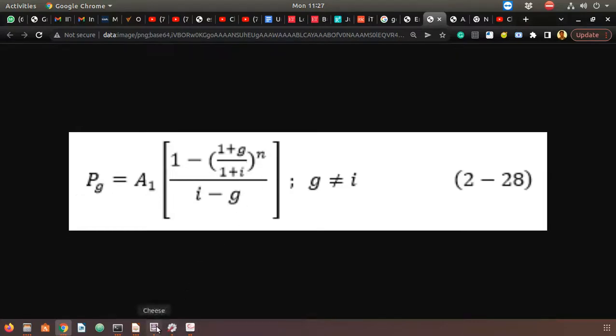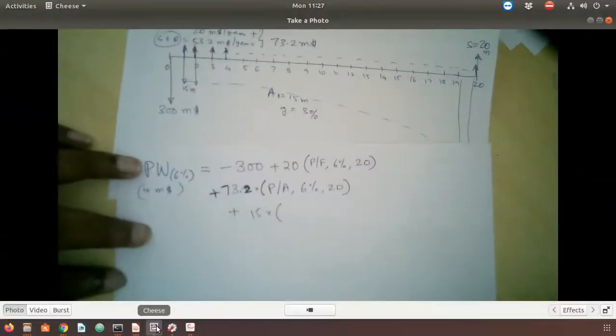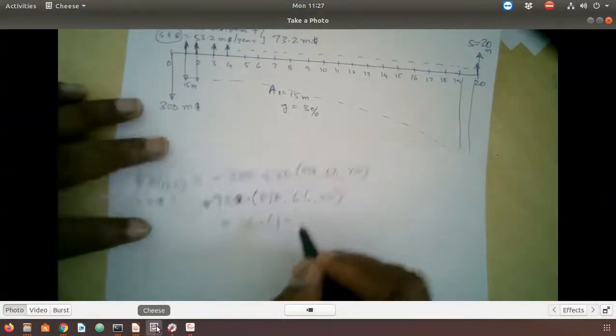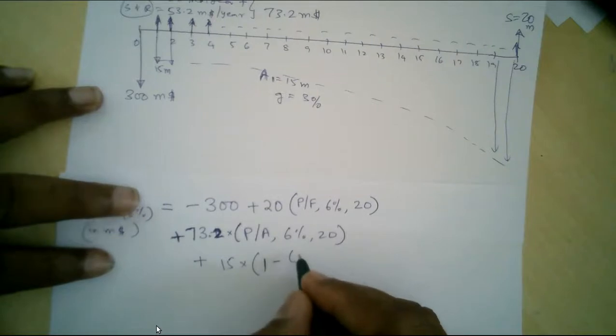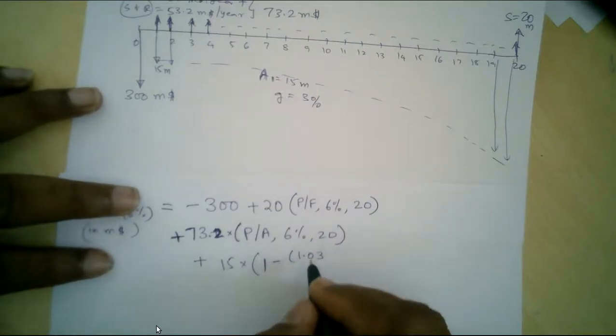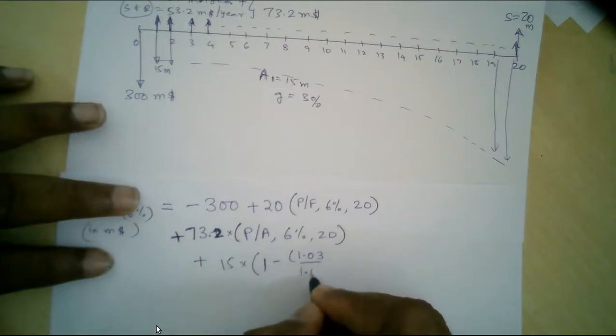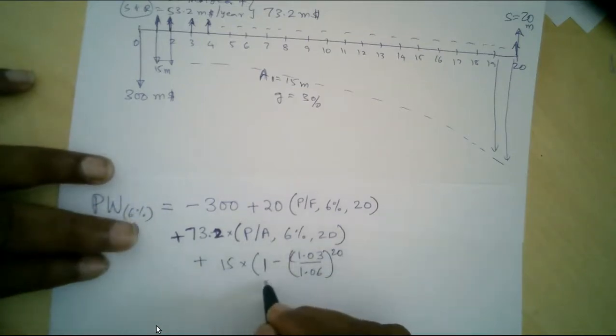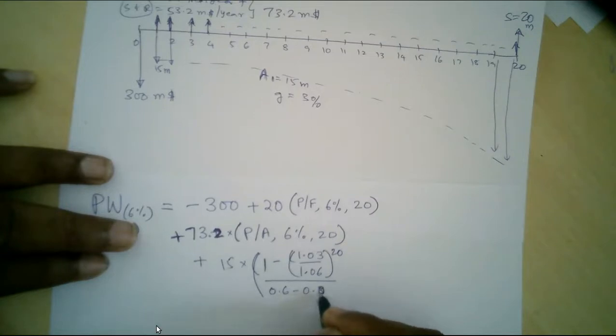So let me replicate that formula here. Okay. So 15 million already I multiplied. So 1 minus 1 plus g. Okay. So that means 1.03 divided by 1.06 to the power of 20. And this whole divided by 0.06 minus 0.03, 6% minus 3%, like this.